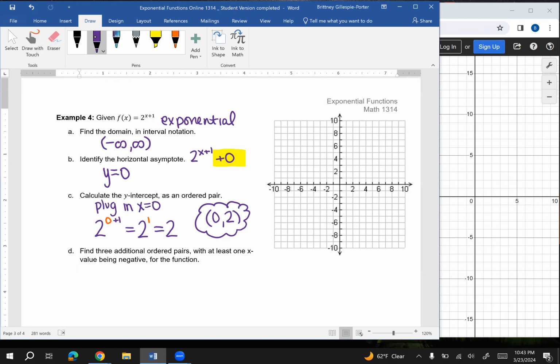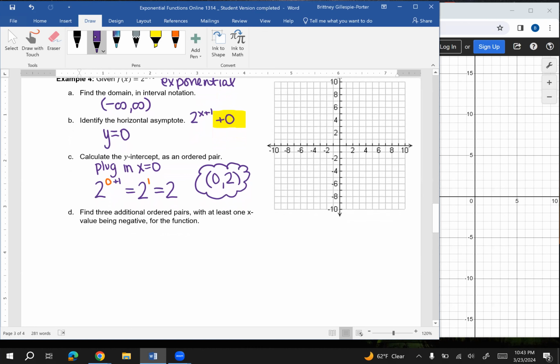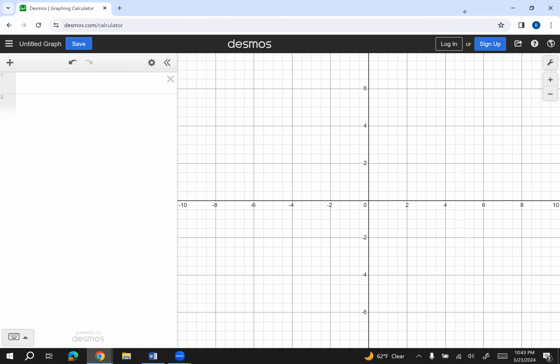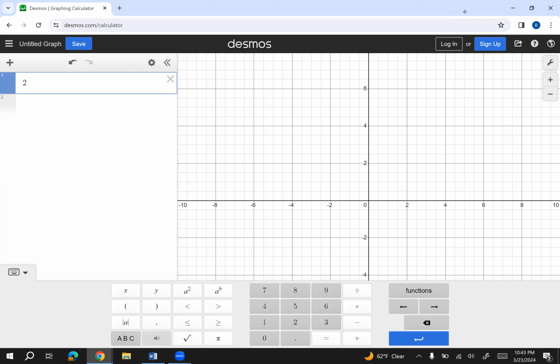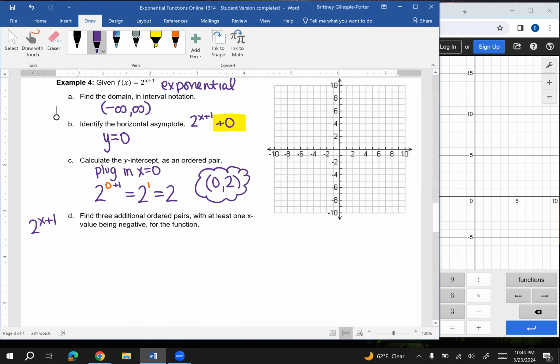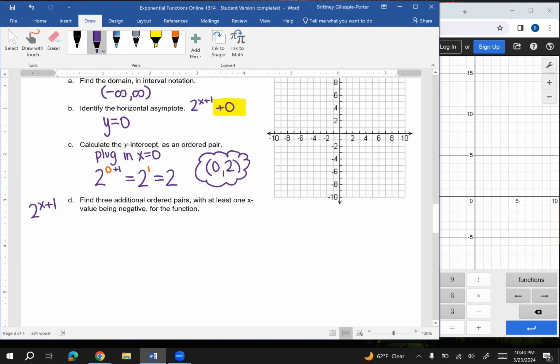The thing about exponential functions is that they get either really big really quick or really small really quickly. So when we're asked to find 3 additional ordered pairs, we need to be careful. We're not going to be plugging in, let's say, 10, because if we did that, we would have 2 to the 11th, which is 2048. Do you really want to try to graph that? I know I don't.